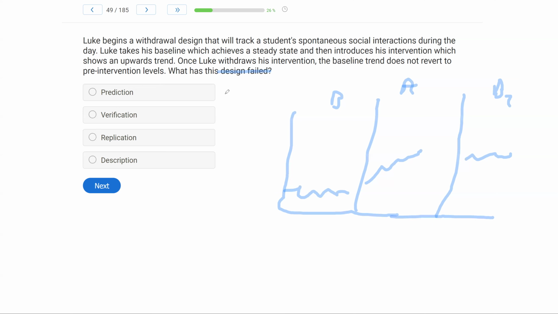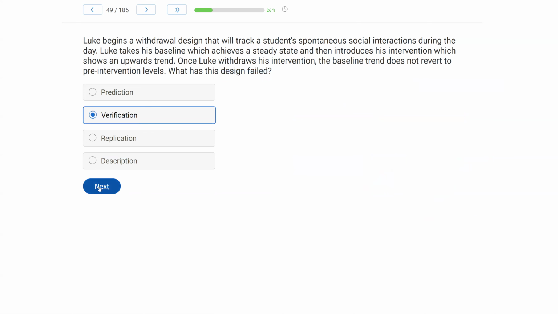Has it failed prediction? Well, prediction has to do with what is going to happen to this baseline if we never introduce intervention, right? And prediction says it's going to continue. That's our prediction. Verification is this baseline 2, right? If we can verify our prediction, we've verified our baseline. But since we haven't verified our baseline, this design has failed verification. What about replication? Replication has to do with reintroducing the intervention again, which we didn't do here, so we can't fail it if we never attempted it. This design failed verification of our baseline prediction.